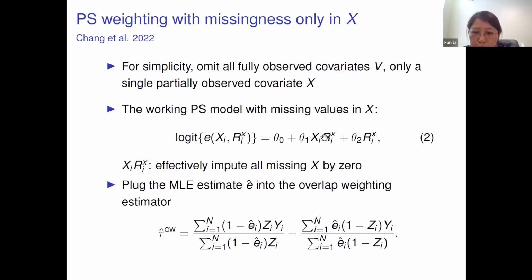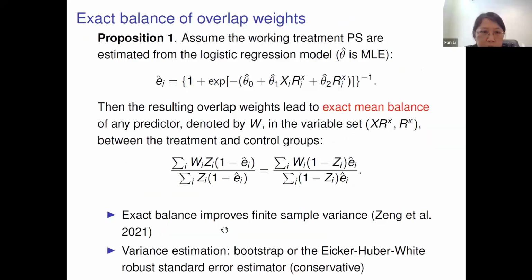You put the missing indicator there, and then the interaction term between X and R. As I mentioned earlier, this effectively imputes all the missing X by 0. And then you can just calculate your working propensity score. In this particular case, I actually would recommend using the overlap estimator. You can use IPW, but I decided to use overlap weights for the reason I'm going to talk about in the next slides. Once you have this estimated propensity score with missing X, you can just plug in and calculate the weighting estimator.